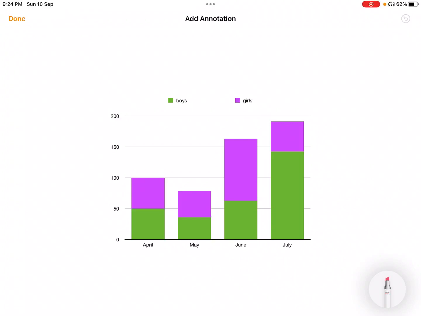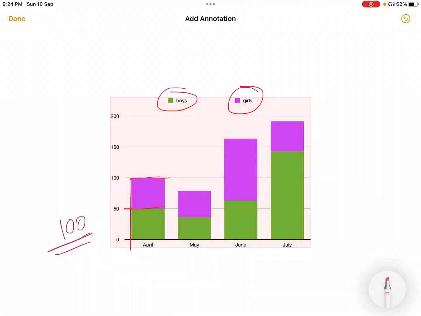So always green color is the number of boys, and red color is the number of girls. So let's see, 50 boys are there and 50 girls are there. So together it is 100. Clear? So we can also make a shortcut here. In the third we can write the total, and if we write the total it will become easy.